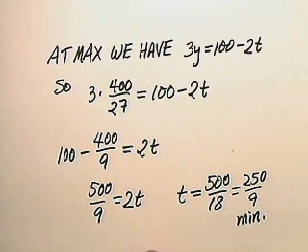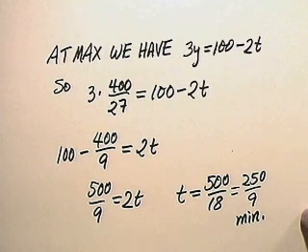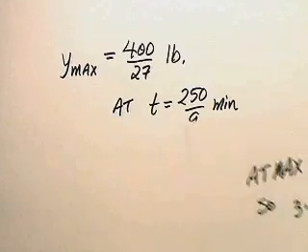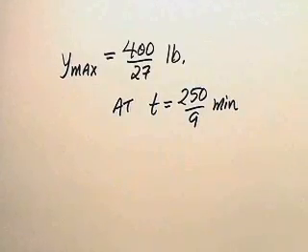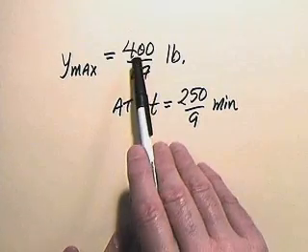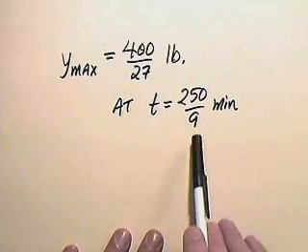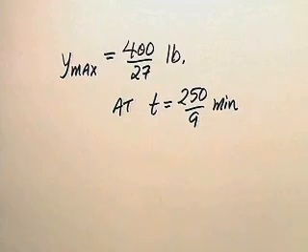So, well, in actuality, that's about 27.78 minutes. But there it is exactly, 250 divided by 9 minutes is the time at which the maximum occurs. So just to emphasize our final result, the y maximum is 400 over 27 pounds, and that occurs at t equals 250 divided by 9 minutes.